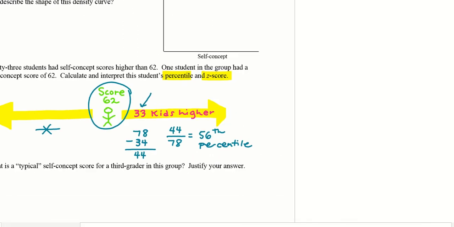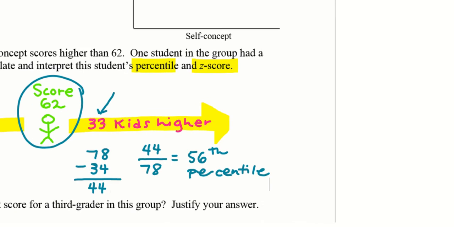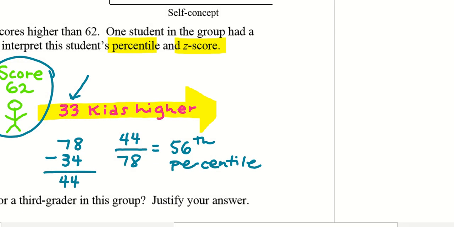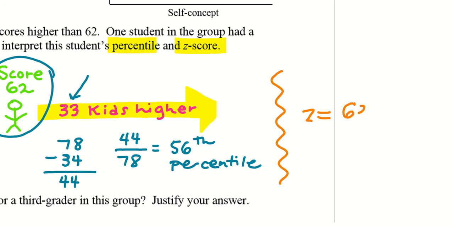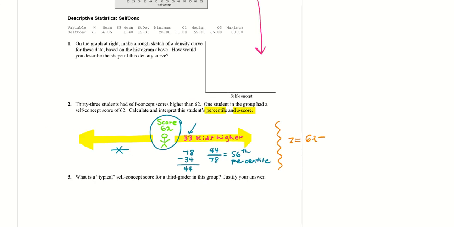Now let's switch gears and talk about z-score. If you recall, the formula for a z-score is observed minus expected divided by the standard deviation. We observed this student make a 62, but what did we expect this student to get? Expectation, always in the form of a z-score, is actually supposed to be the mean.